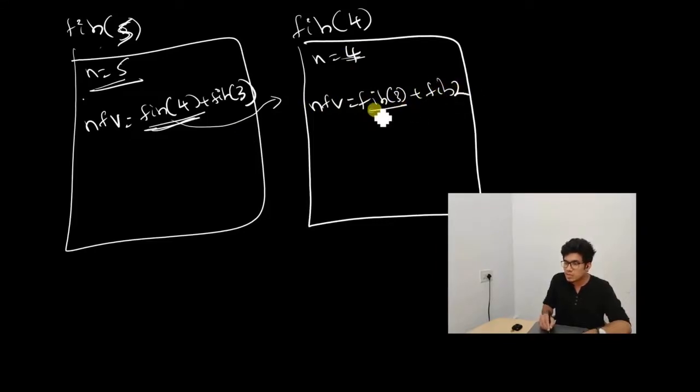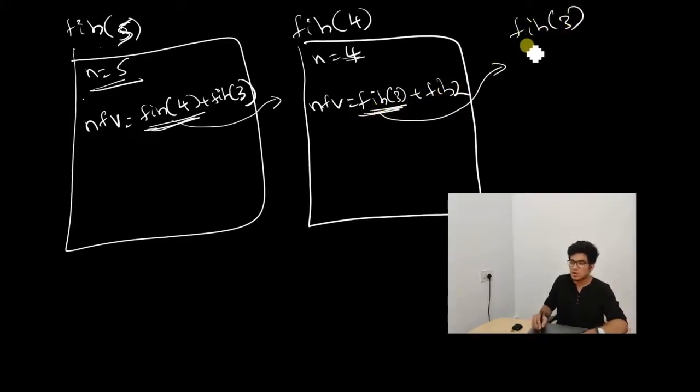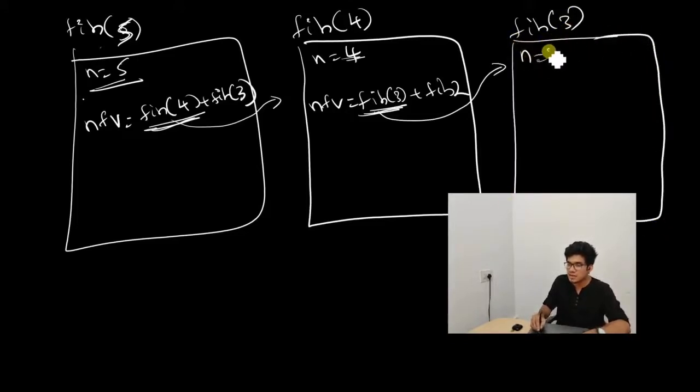But you know that fib of 3 is called first. It will call the fib of 3 method. Watch how fast it is. In fib of 3, the n value is 3 now. Is 3 equal to 1? Is 3 equal to 0? Is 3 equal to 2? No. So the nth fib val is nothing but fib of 2 plus fib of 1.